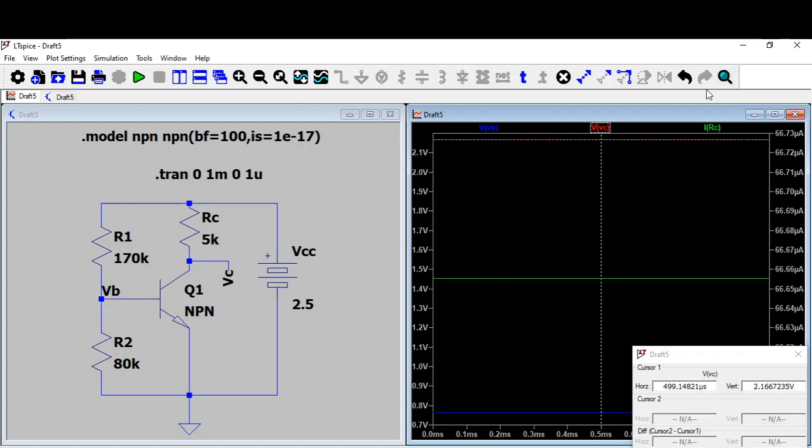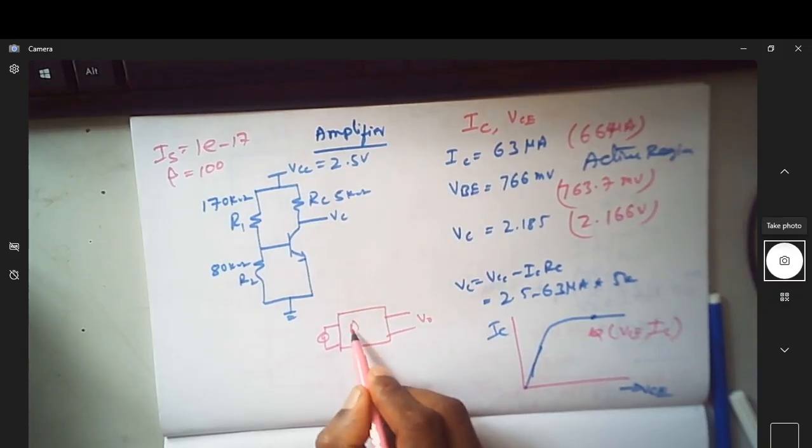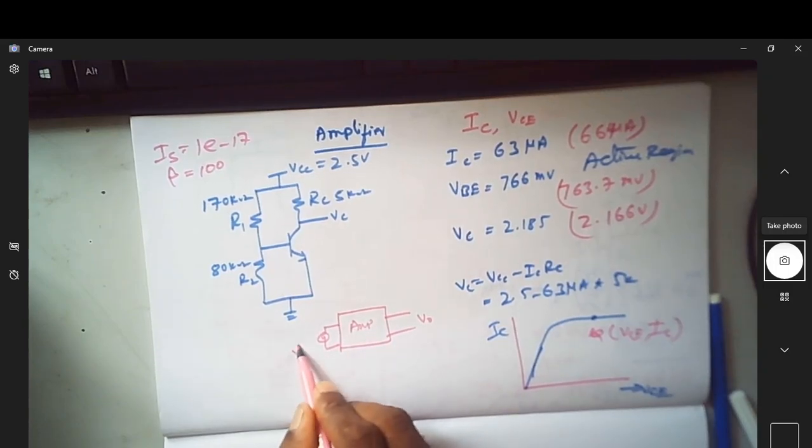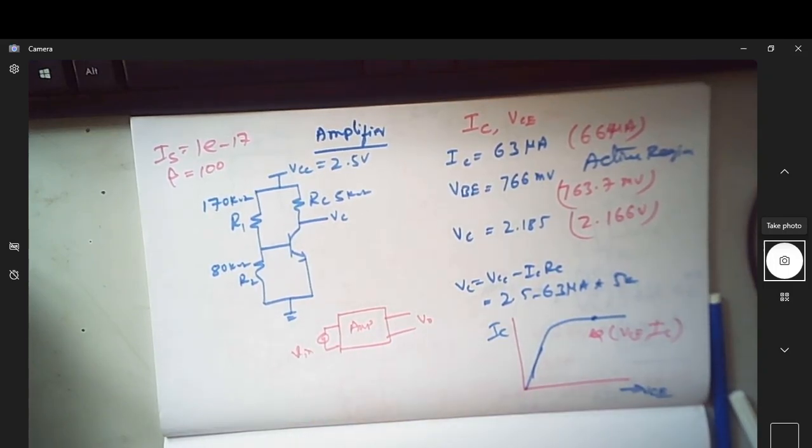Now let us see the amplifier action. To this I need to apply an input, and I need to measure what is V0. This is what I'm supposed to do now. This is an amplifier, this is my input voltage, and this is the output voltage.